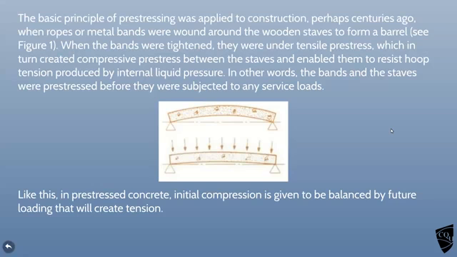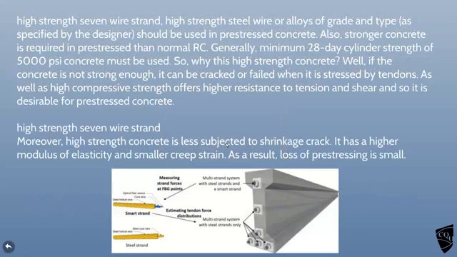So we need the tensile pre-stress. That creates compressive pre-stresses. This is a pre-stressed beam, and it gives it an upward bend. So to make it flatten out, it's got to overcome that bend before it even starts to level out the beam. So in pre-stressed concrete, the initial compression is given to be balanced by further loading. So this can take extra load. It's obviously designed to take a set load.